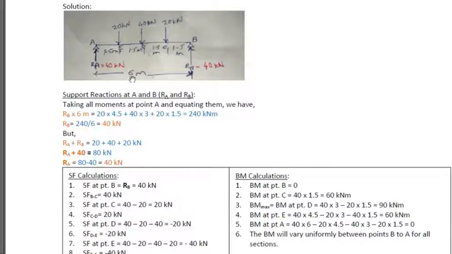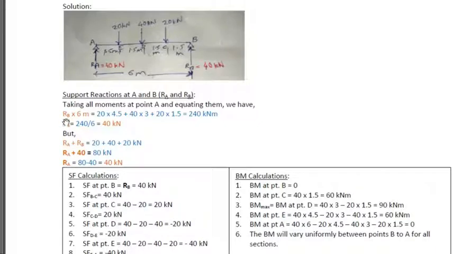First of all, what we'll do is take all the moments around point A and equate them. That is, we have to equate the positive and the negative moments. Now if you look at this figure, RB is going to have a positive moment and all the point loads are going to have a negative moment. So on one side of the equation we'll have the moment caused by RB, and balancing it on the other side we have the moments caused by all the point loads.